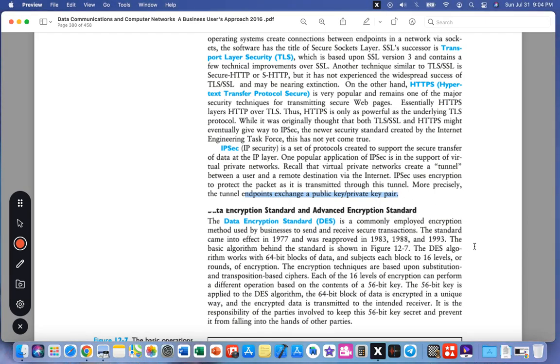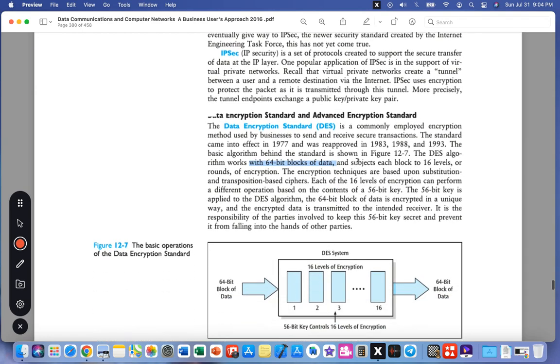Data Encryption Standard. DES is a commonly employed encryption method used by businesses to send and receive secure transactions. The standard came into effect in 1977 and was reapproved in '83, '88, and '93. The basic algorithm behind DES is shown in Figure 12.7. The DES algorithm works with 64-bit blocks of data and subjects each block to 16 levels, or rounds, of encryption.